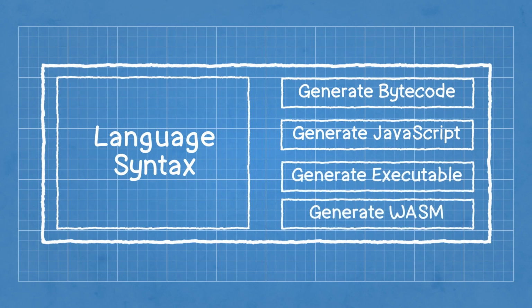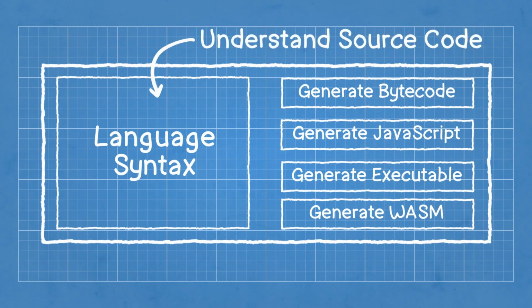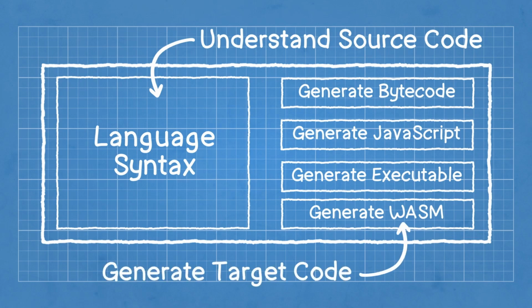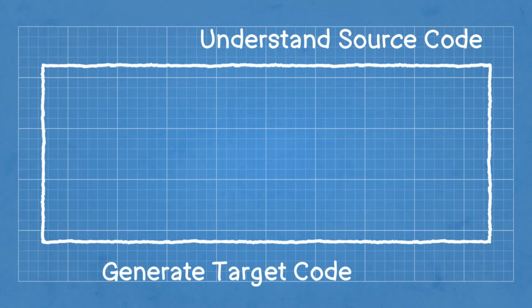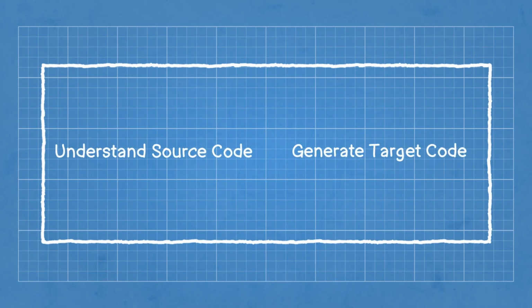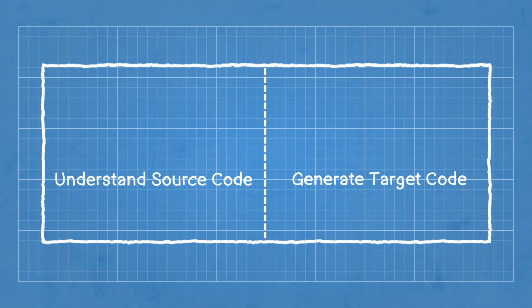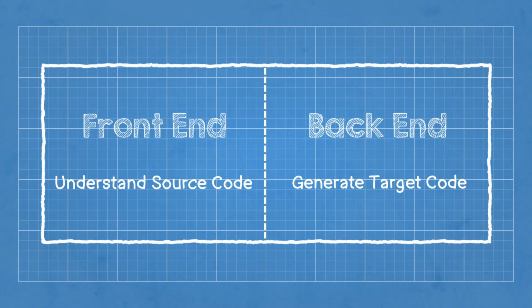So this means that the compiler has two big responsibilities. The first is to understand the Kotlin code that you've written, and the second is to use that understanding to generate the target code. The distinction between these two responsibilities creates sort of a natural boundary within the compiler. So much like client-server applications have a front end and a back end, the compiler also divides neatly into a front end and a back end.